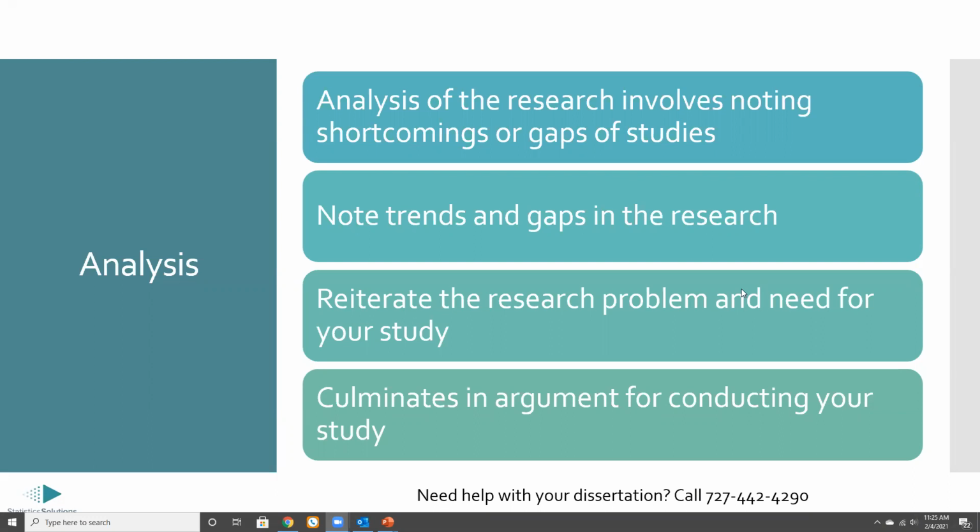As a large argument that way, the chapter reiterates your research problem at the end, and we can get to that when we get to the summary and the need for your study. And it culminates in, like I said, a larger argument for conducting your study. Here's what the research is focused on, but yet we still need research in this area, which is what your study is designed to do.